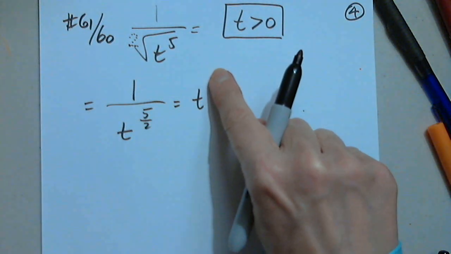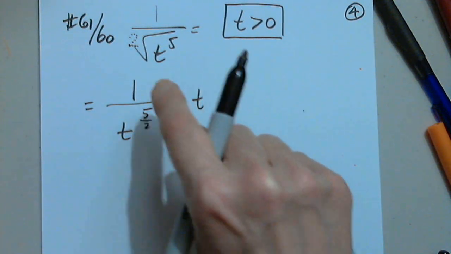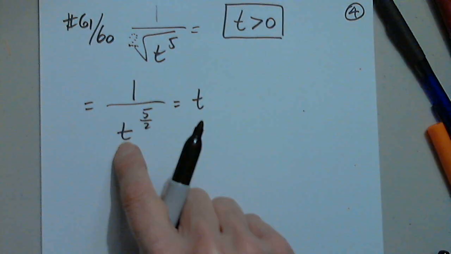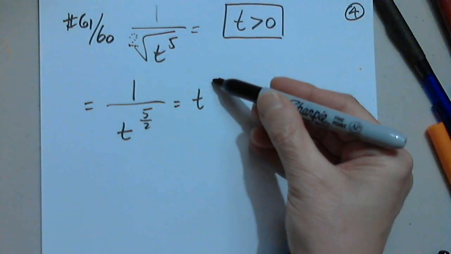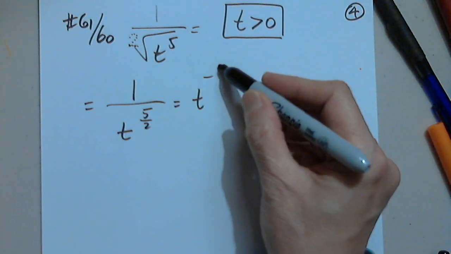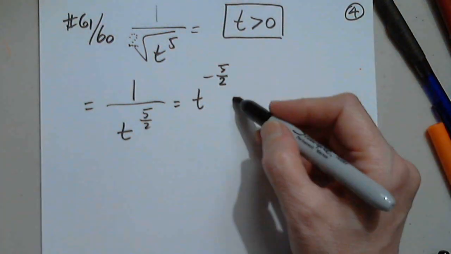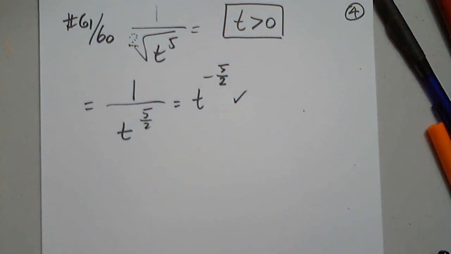What should this power be so that the answer is 1 over t to the 5/2? Not negative 5, but negative 5/2. Indeed, this is it. Perfect. Any questions?